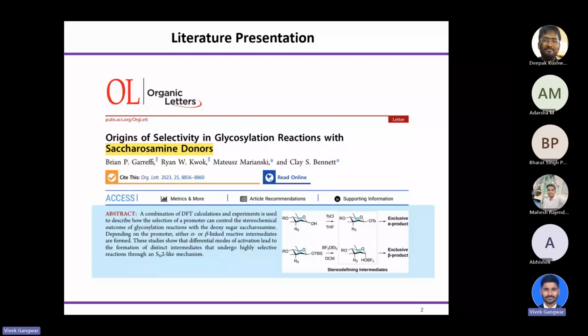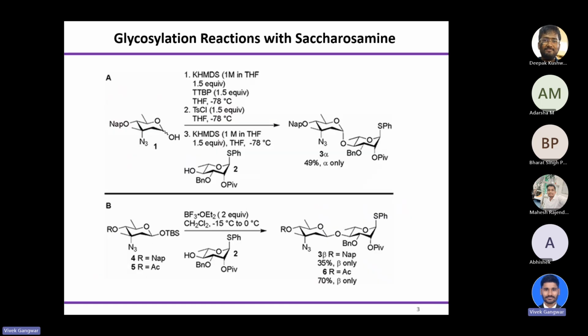The topic is the origin of selectivity in glycosylation reaction with a saccharosamine donor, reported by Bennett. In that case, first the glycosylation reaction of OTs protected anomeric position and OTVS protected anomeric position. In case of the OTs, they are getting alpha selectivity, and in case of OTVS, they are getting selectively beta.